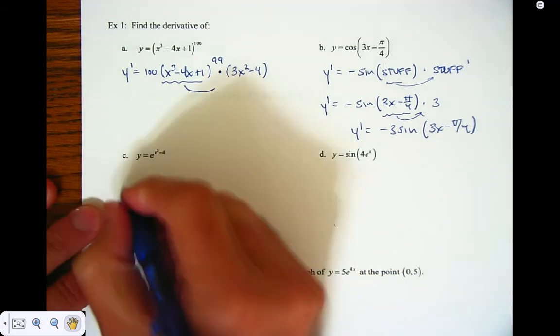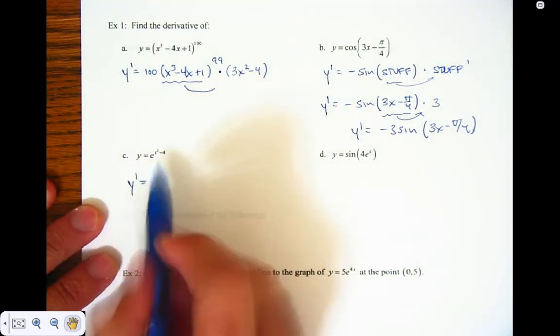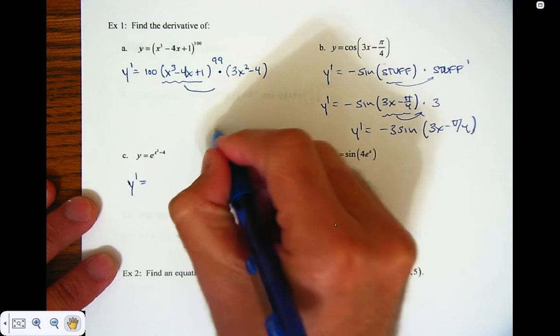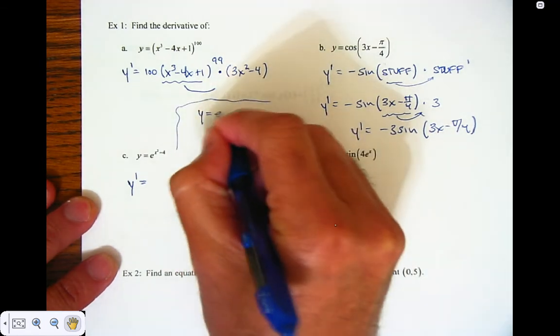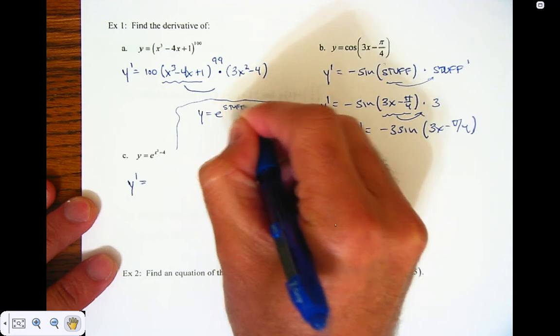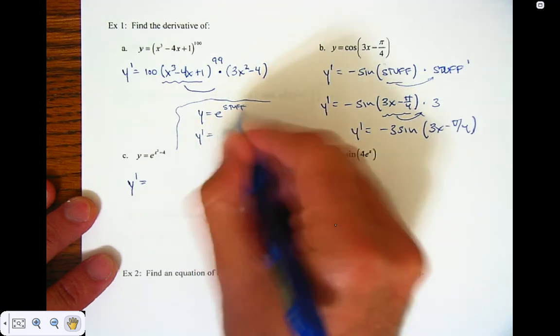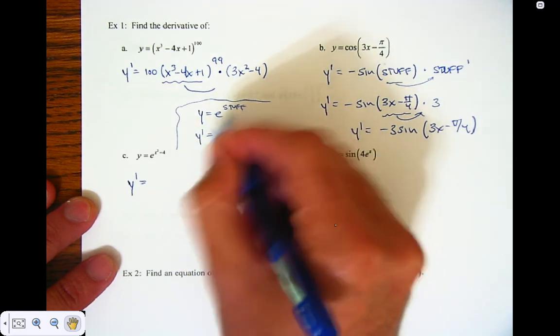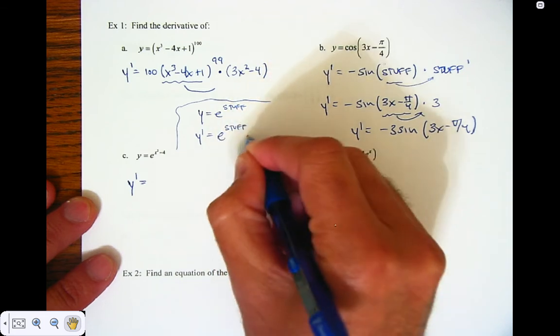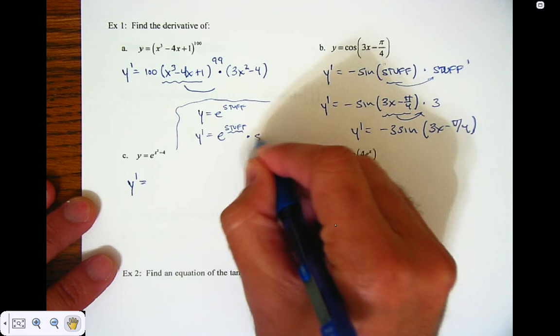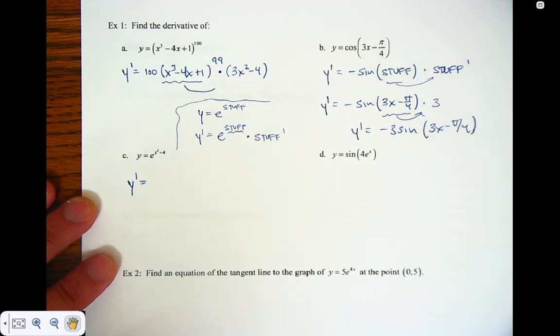All right, derivative, y prime. What is the derivative here? Well, let me put it to you this way. If I have y equals e to the stuff, the derivative will be, remember, the derivative of e to the x is e to the x. So the derivative of e to the stuff is e to the stuff. But you have to multiply by the derivative of that stuff at the end.